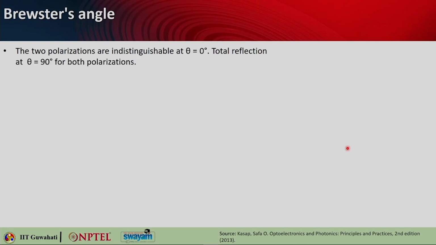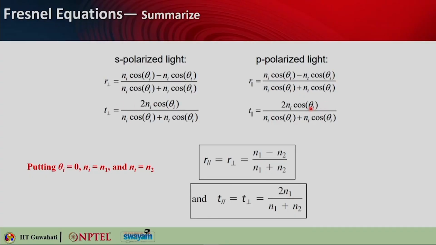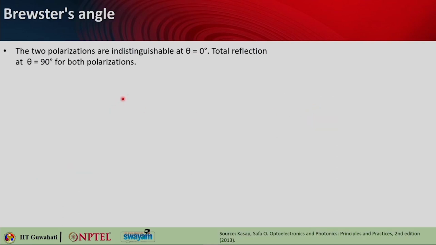Now there is a concept called Brewster's angle that is very, very important. So we have understood that the two polarizations become indistinguishable when theta is 0, and you will also see that there is total reflection when theta equals 90. It means when the incident angle is 90, you are actually having light that is incident along the interface. What you will see is that the transmission is basically 0. So you will get 100% reflection. So total reflection is possible when the incident angle is 90.